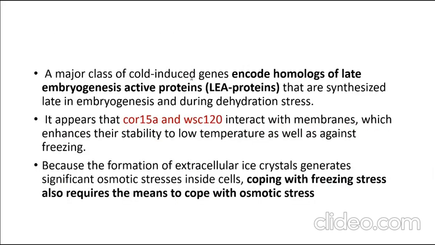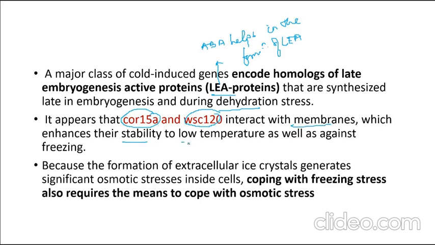Now another class of proteins which are induced in response to cold stress are LEA proteins, which are produced in response to ABA. So ABA helps in the formation of LEA. In response to ABA, LEA proteins are formed, which are also synthesized during dehydration stress. Now there were two proteins named COR15A and WSE120. They interact with the membrane, which enhances its stability to low temperature as well as against freezing.